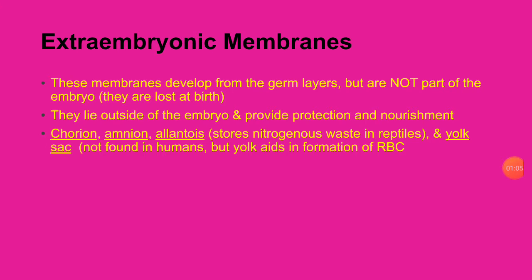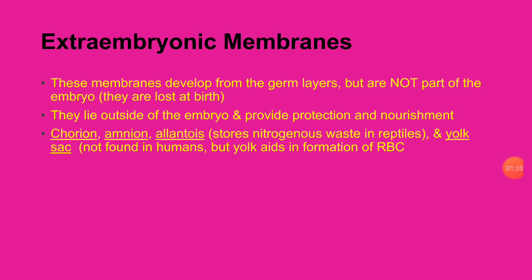The next membrane is amnion. It is an inner fluid-filled sac composed of a thin double membrane that surrounds the embryo. The developing embryo floats in it. It protects the embryo from mechanical shocks.